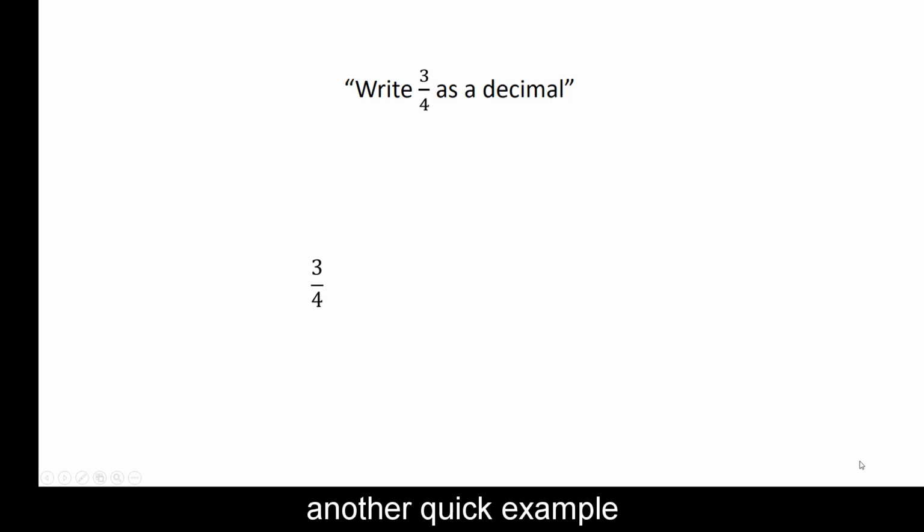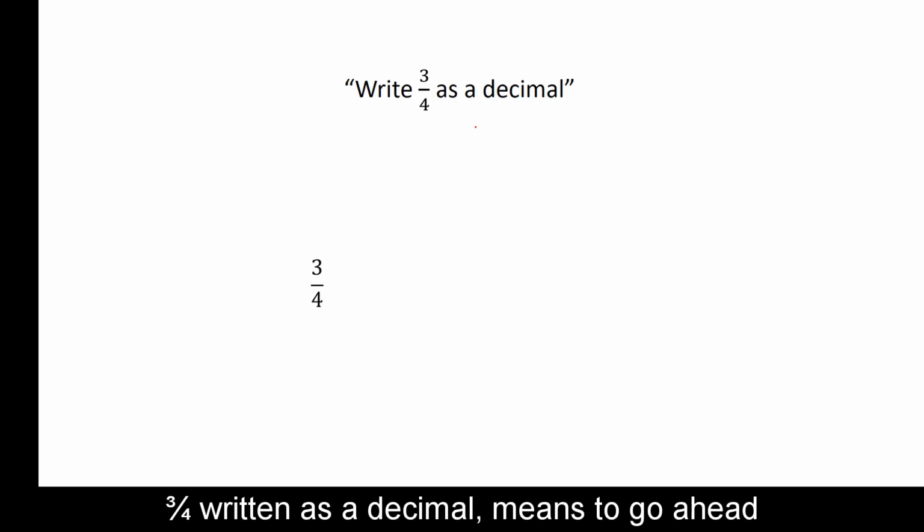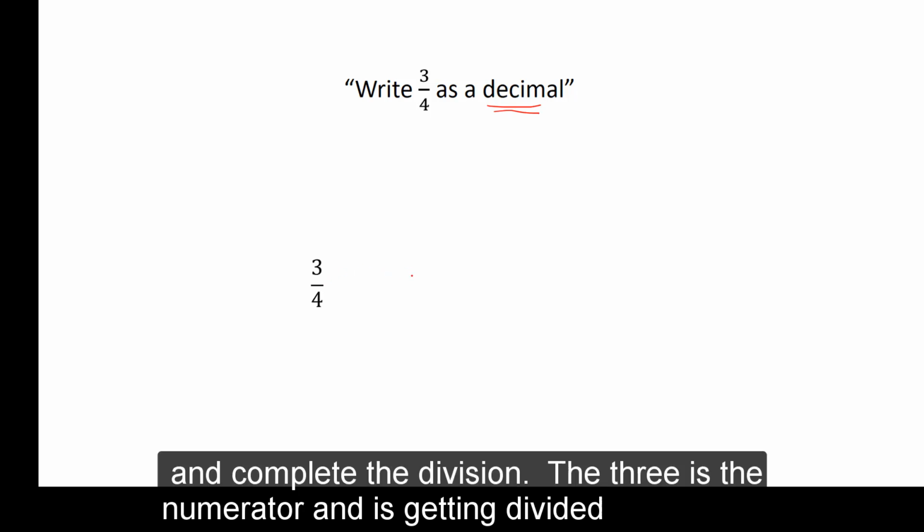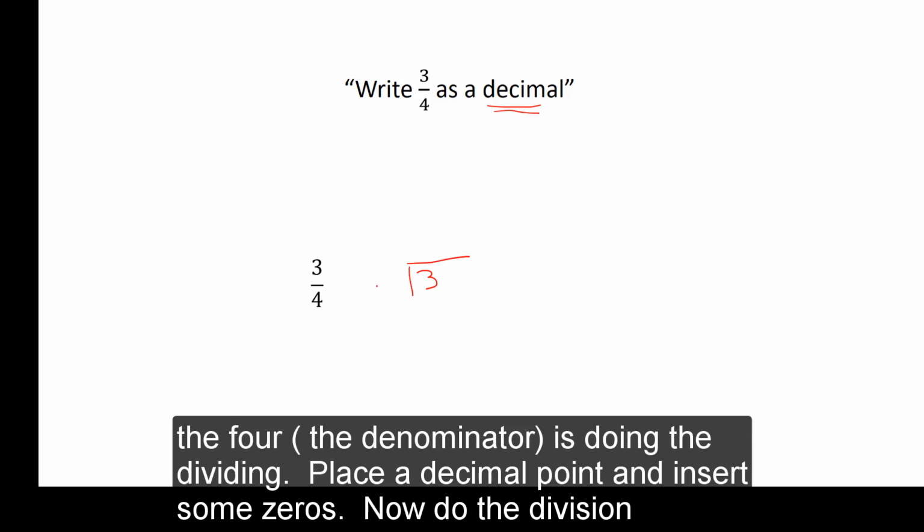Another quick example, 3/4. If we want to write it as a decimal, always read the instructions to make sure you understand what they want you to do. Means just go ahead and carry out the division. The 3 is the numerator, that is what is getting divided. The 4, the denominator, is doing the dividing. I'll go ahead and place a decimal point. I'll throw in some zeros, and we just do the division.